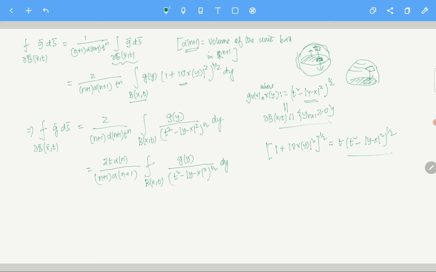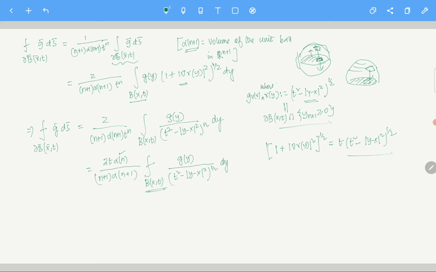So why is this alpha n coming? Because you see b of xt is in Rn, right? So when I am taking the average, I need to get that alpha n accommodated. That is why this alpha n is there.